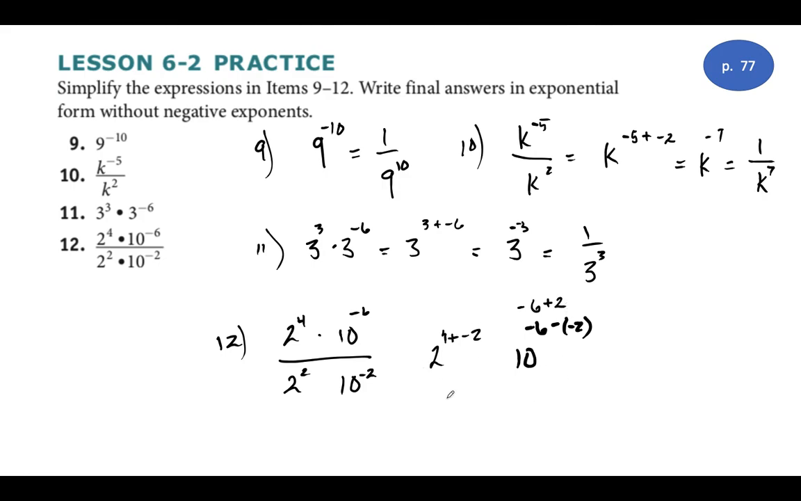Okay, so this is going to be 2 to the 4 plus negative 2 is 2. That has a positive exponent. But the 10 is going to be to the negative 6 plus 2, which is the negative 4th power. So we got to take this one more step. The positive exponent stays where it is in the numerator. The negative exponent sinks into the denominator, and its exponent becomes positive.